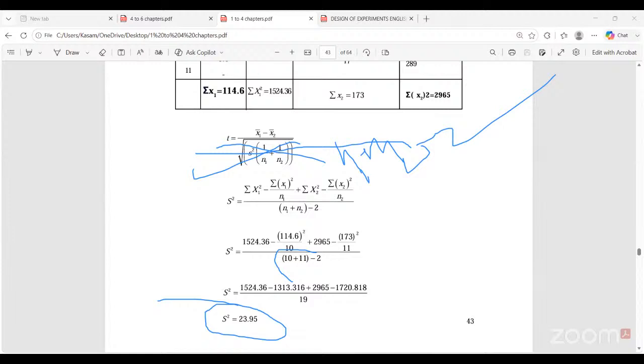Are you calculating, all of you? Yes. Make fast, make fast.